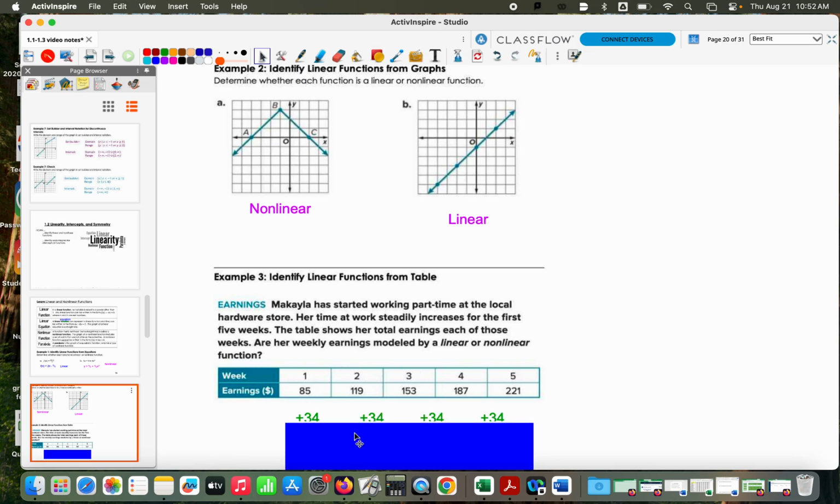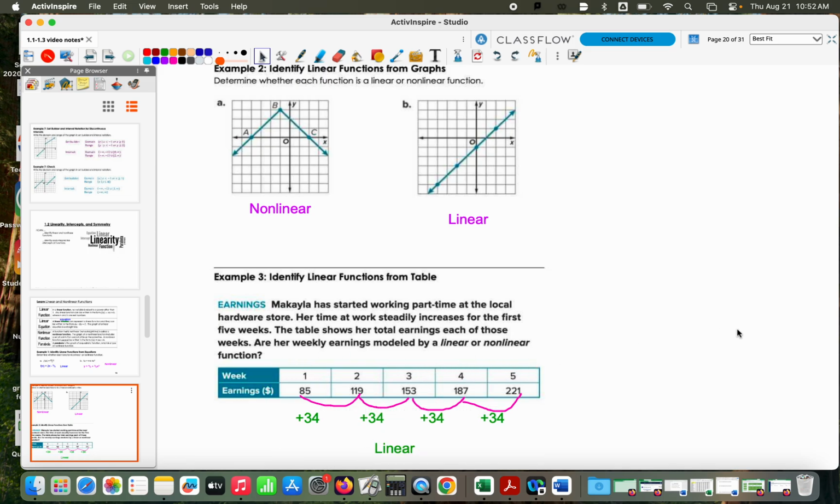If you explore these changes, to go from 85 to 119 is a change of adding 34. And if you keep doing that, it keeps adding 34 each time, nice and consistent like that. They keep adding the same thing. Essentially, your slope is 34 over 1, since these are changing by 1. Okay, so that would definitely be a linear function.